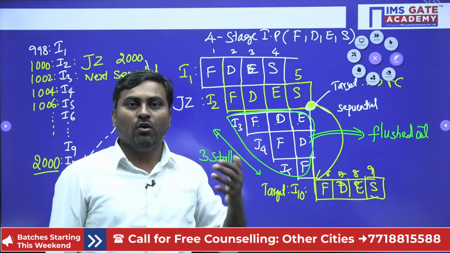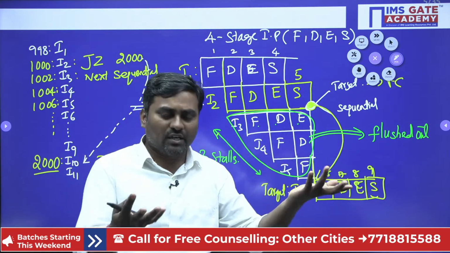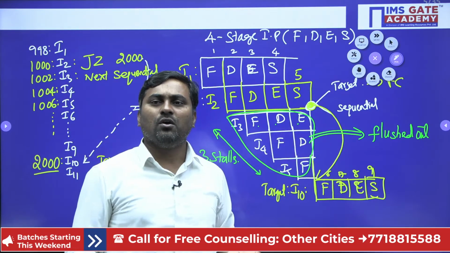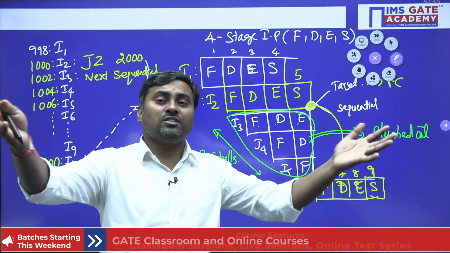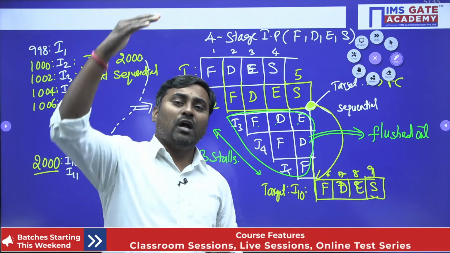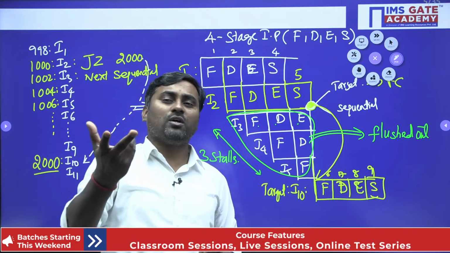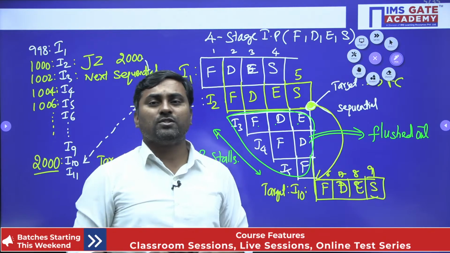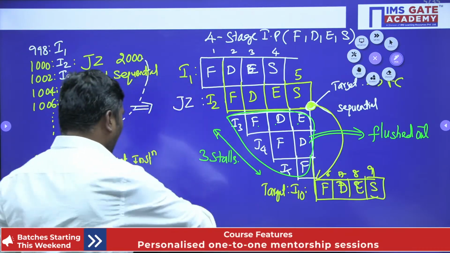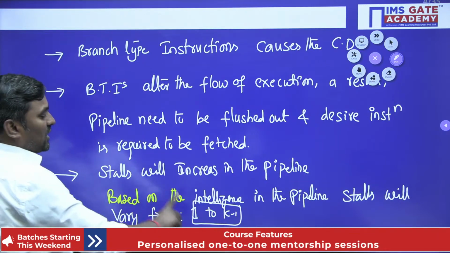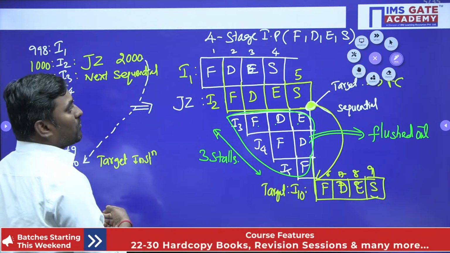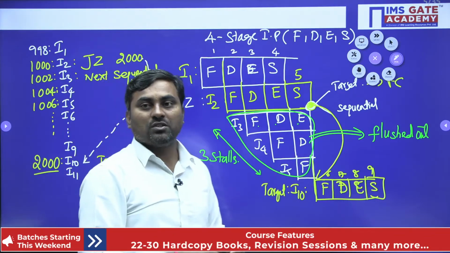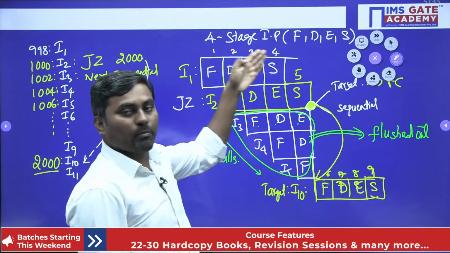I am assuming the 4th, last stage is giving the address of the target or sequential instruction. So now 3 stalls are wasted. But generalize: if you are using a K-stage instruction pipeline and the last stage generates the address, how many stalls are wasted? K minus 1 stalls are wasted. Based on the stage in the pipeline, stalls will vary from minimum 1 to K minus 1, where K is the number of stages. Here it is a 4-stage pipeline, 4 minus 1, 3.